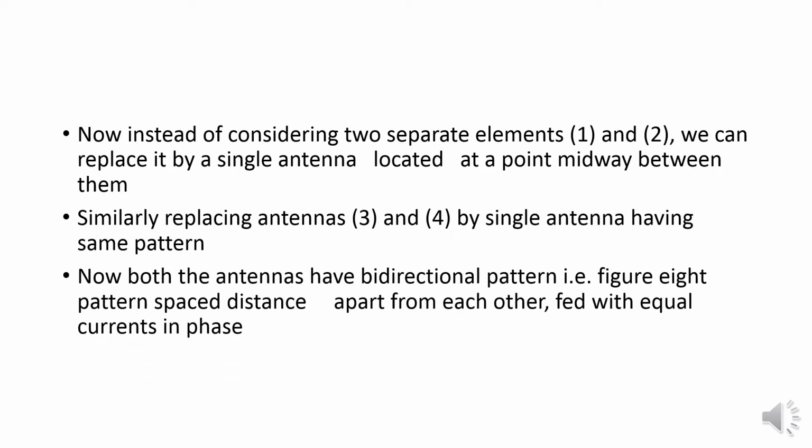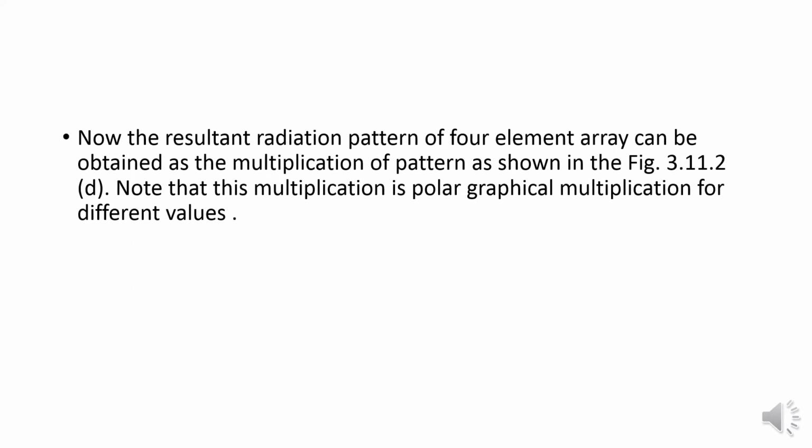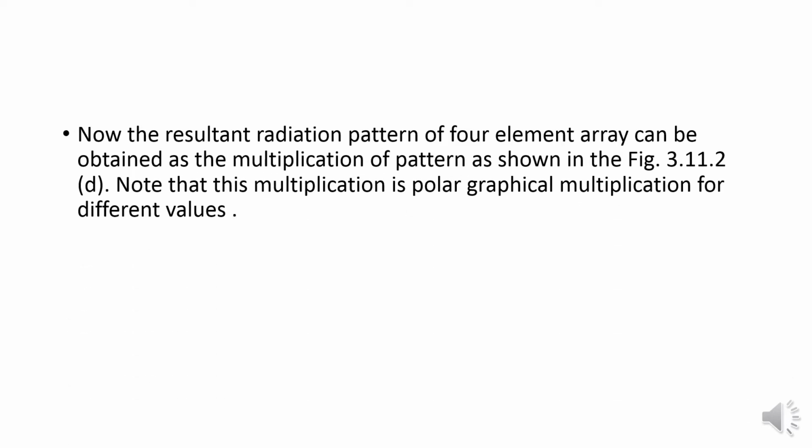Now both the antennas have a bidirectional pattern, that is, a figure 8 pattern, spaced a distance apart from each other, and they are fed with equal currents in phase. The resultant radiation pattern of the 4-element array can be obtained by pattern multiplication of the patterns. We note this multiplication as polar graphical multiplication for different graph values. You can see in the radiation diagram mentioned in the PPT, this is a single identical pattern which has radiation on all 4 sides, and this is another radiation pattern which has radiation on 2 sides, that is, top and bottom.